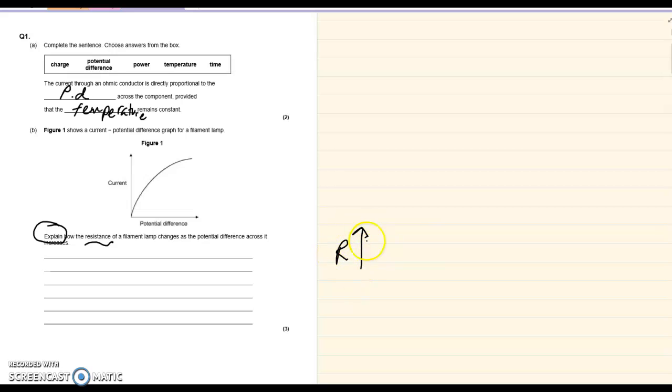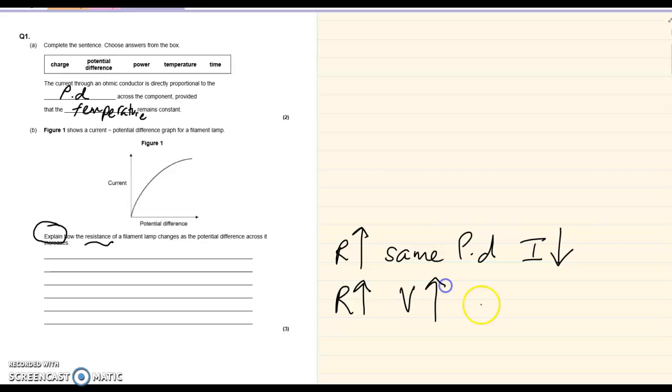a conductor. So we can say for a bigger resistance and the same potential difference, you'd get less current, which we represent with the letter I. Or we could say when the resistance is bigger, you need a bigger voltage to push the same current. Our explanation for the lamp needs to include the fact that temperature isn't staying constant.